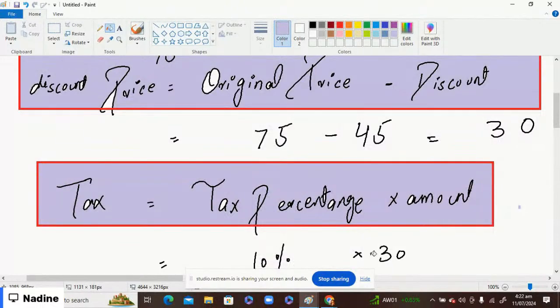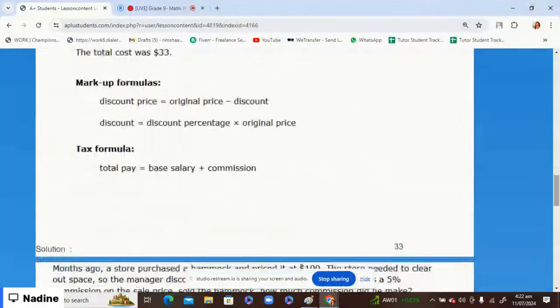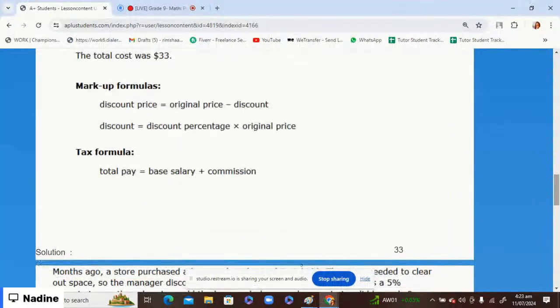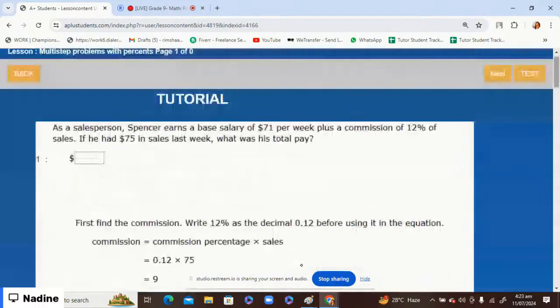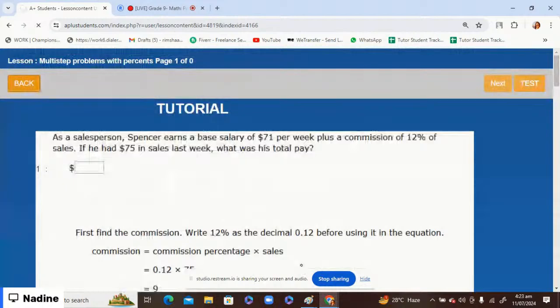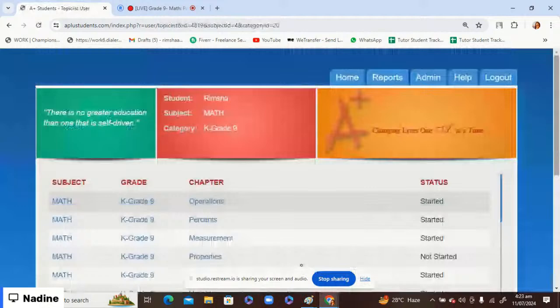So now these are the formulas. What is the discount price? Original price minus discount. What is the discount? That is discount percentage times original price. And what's the tax formula? That is total pay, that is equal to base salary plus commission. These are all three formulas that we use in this question. Okay, hope you guys understand this lesson as well. So practice the questions, then you will understand more.